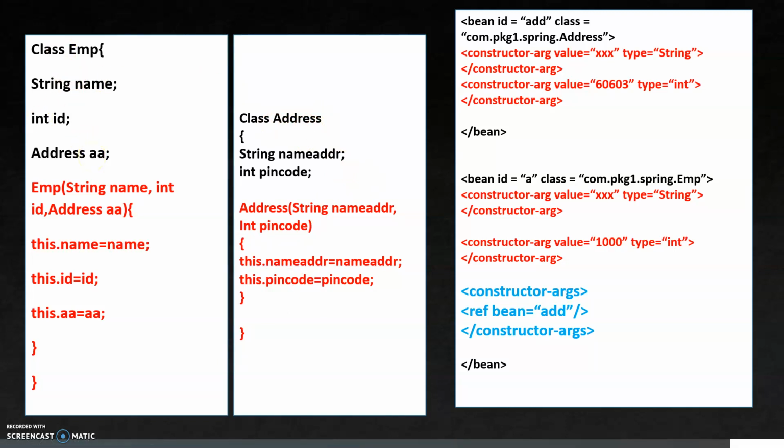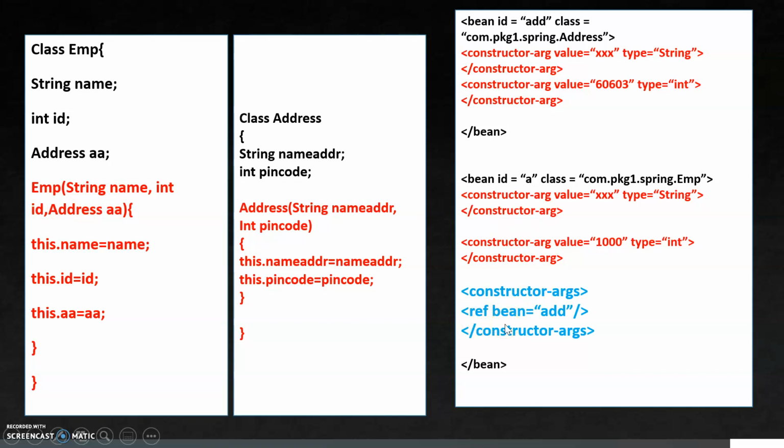Now, how we are going to overcome this problem is, first I'm going to create a bean for an Address object, and then we are going to create another bean for the Employee class. So let me take bean ID is equal to any ID name and class is package name dot class name. By using a constructor argument, I'm passing values to the Address class constructor. And then bean ID is equal to a class, and I'm creating a bean for the Employee class. For name and ID, I'm passing a value. Coming to the address, what I'm using here is a reference bean.